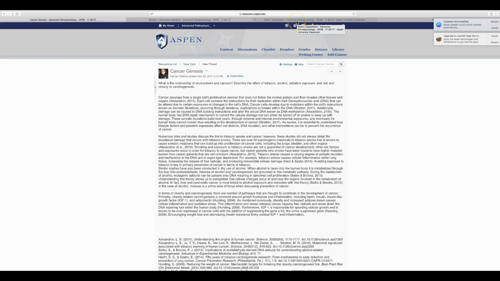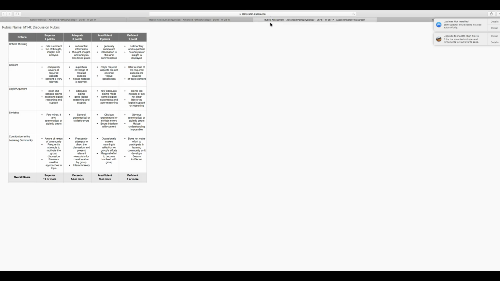All right, so I read through everybody's post first. I make sure that all the prompt questions were answered. If you look at my post, I actually didn't discuss radiation. So that's something that I would take off points on. If you see here, it has different criteria that I grade on.